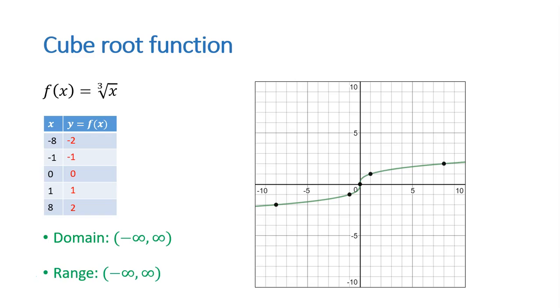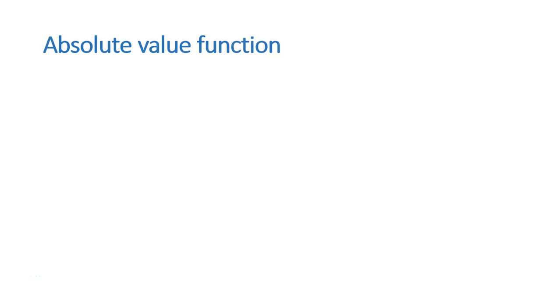The range is also all real numbers, so I can cube any number I want and get any number I want, which means that I can plug in both positive and negative numbers, and I can get out both positive and negative numbers. Our next parent function is the absolute value function.